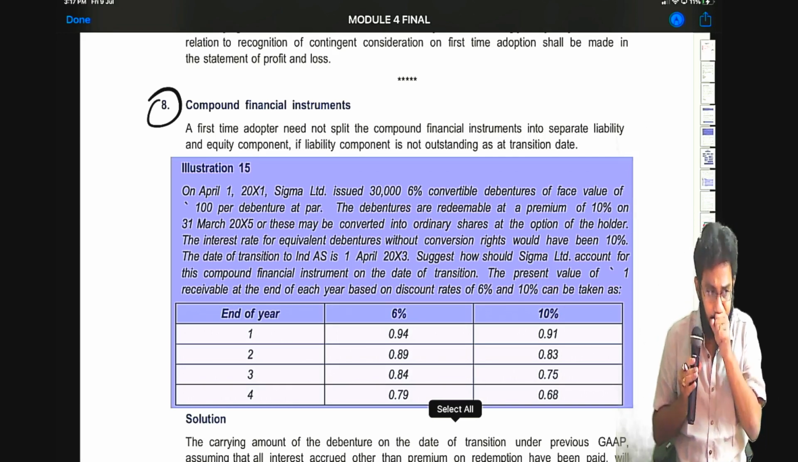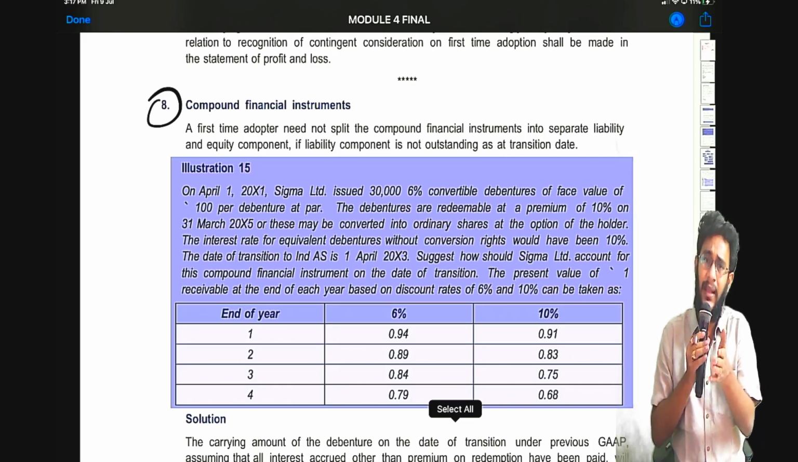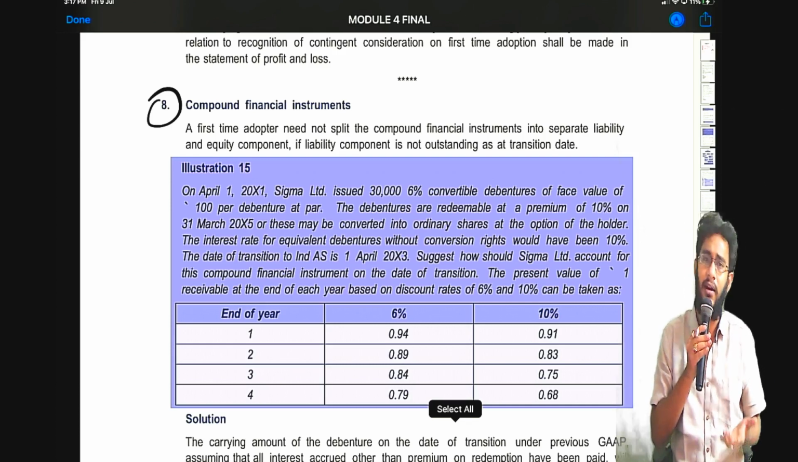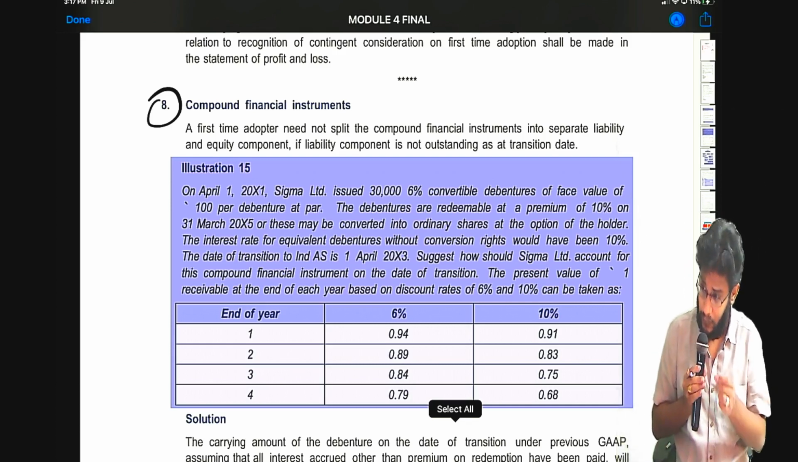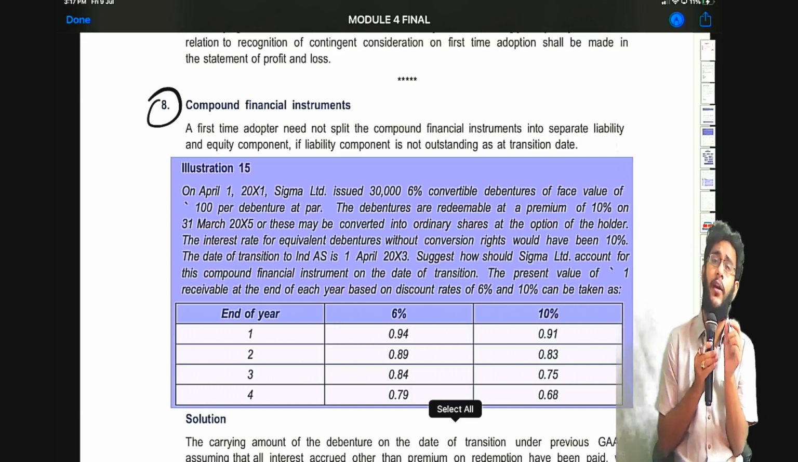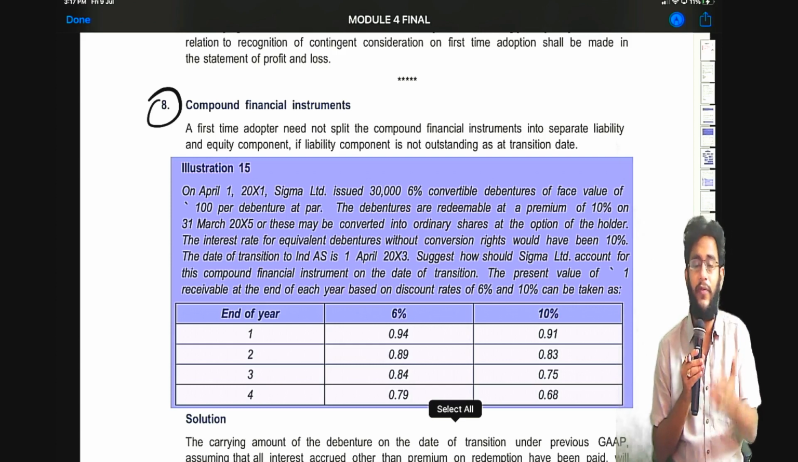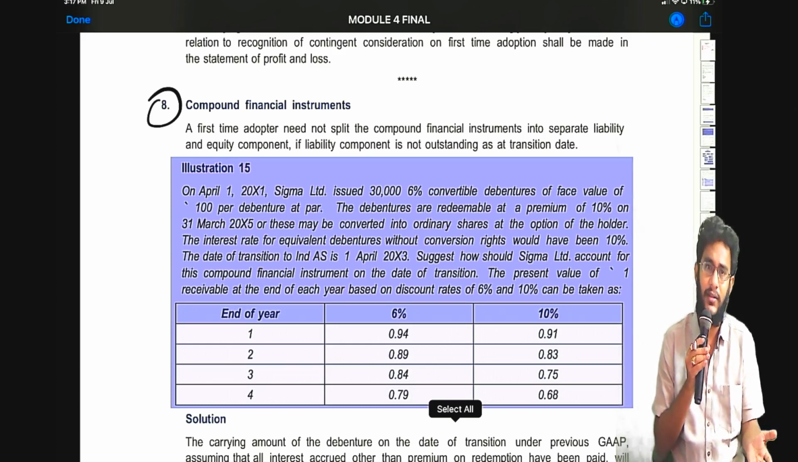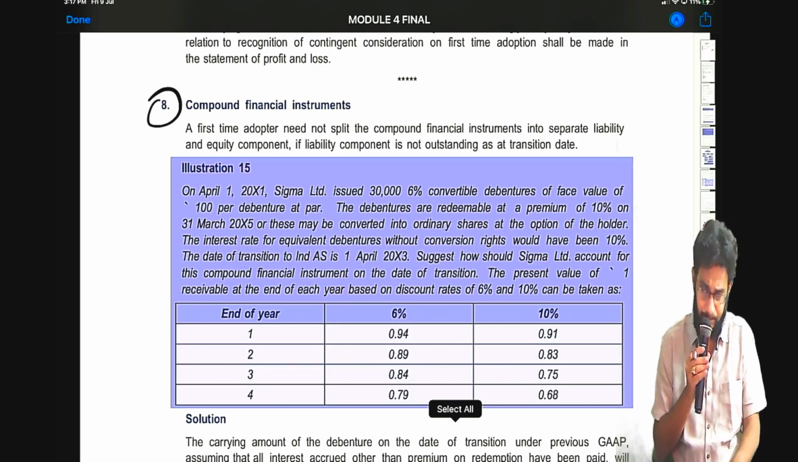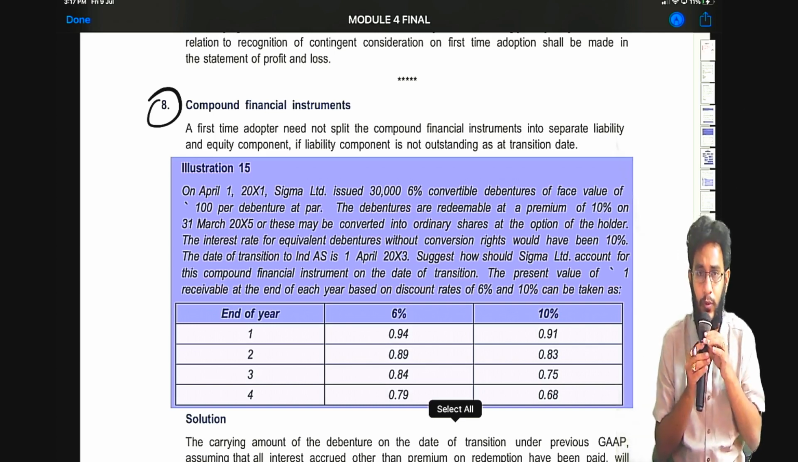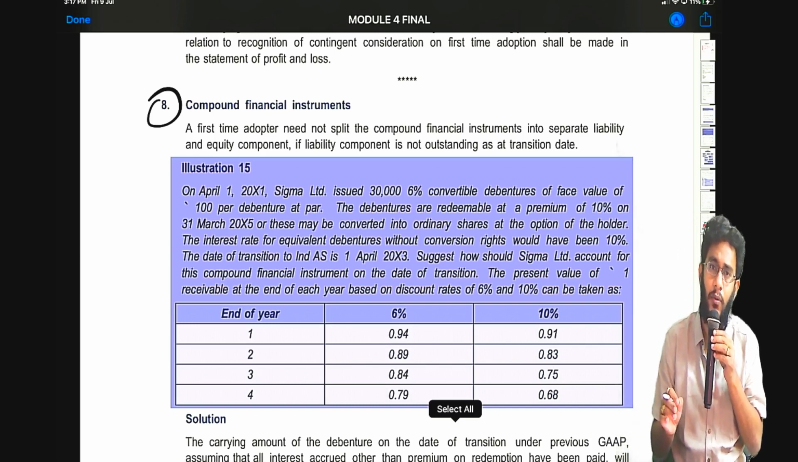Now, in old GAAP, that is in normal accounting standards, you don't have any standard relating to financial instruments. Since there is no such standard, generally all these compound financial instruments were entirely accounted as equity or entirely accounted as liability. Now, on the date of transition, what are we supposed to do? That is the discussion we are doing.